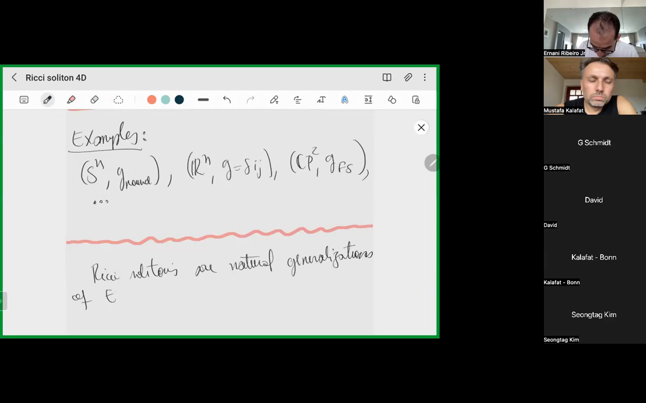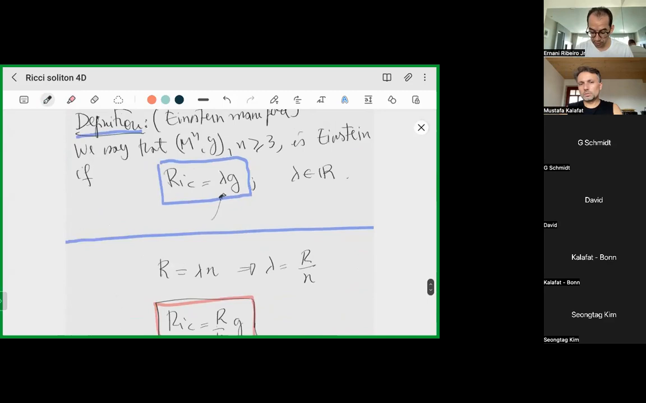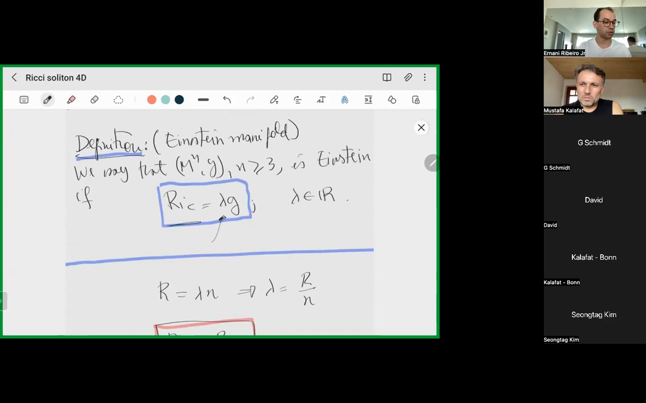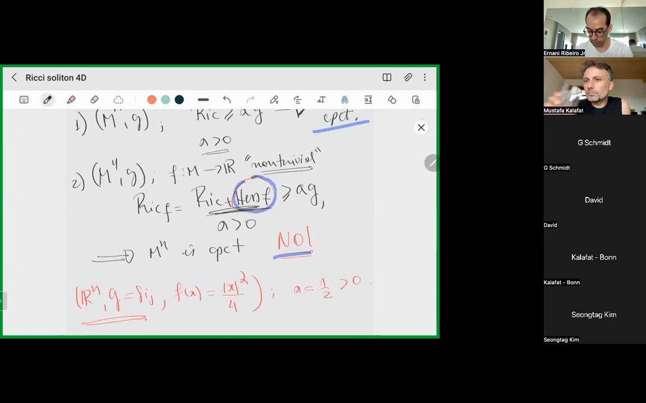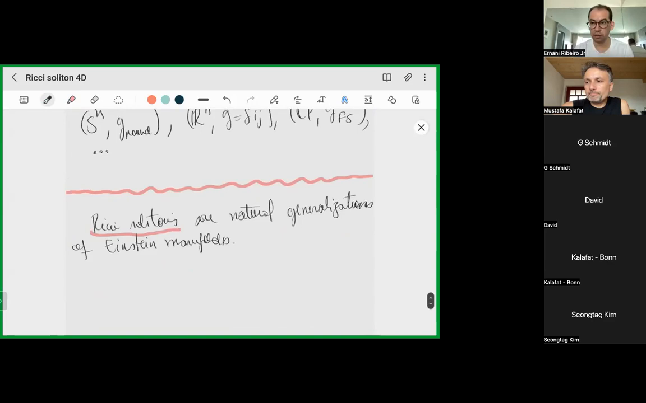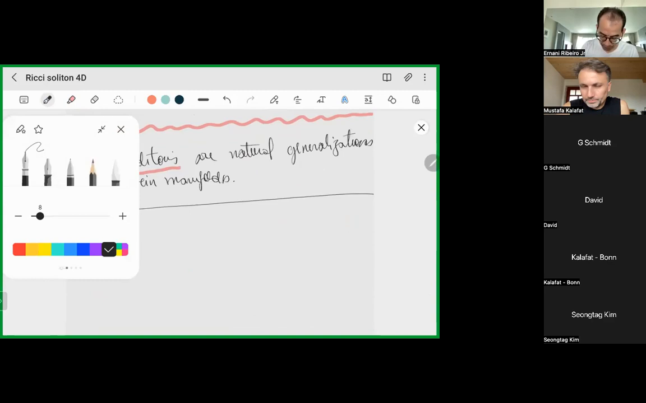A natural generalization of Einstein manifolds. Of course, this is not the main motivation, but it is also one motivation to consider Ricci solitons. Why? Because an Einstein metric is equivalent to saying that the Ricci curvature is proportional to the metric, and for Ricci solitons, the Ricci-f tensor, this guy here, is proportional to the metric. But these equations will appear later inside the Ricci flow. Let me now introduce the main definition of this lecture.